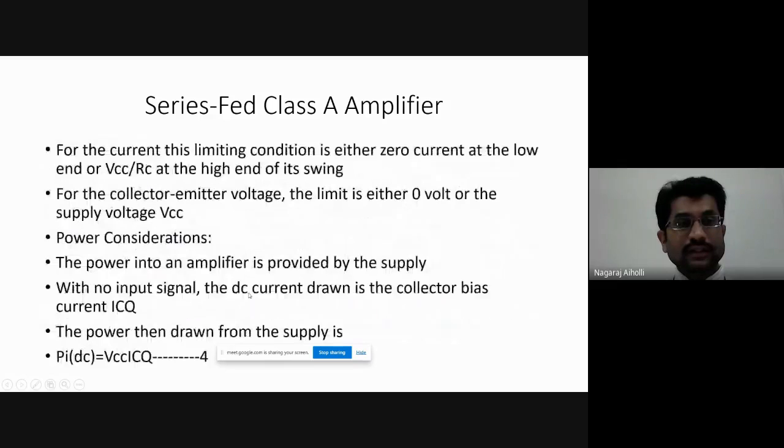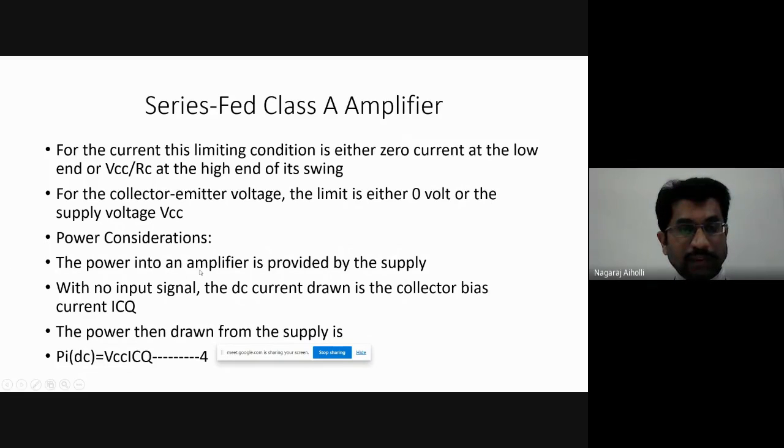For this, the limiting condition for the current is 0 current and VCC by RC, the higher limit. For collector to emitter voltage, it is 0 volts and VCC. Right? Then let us consider the power considerations. What is the input power that is applied? First, we'll consider the DC power, then we will move on to the AC power and the RMS power.